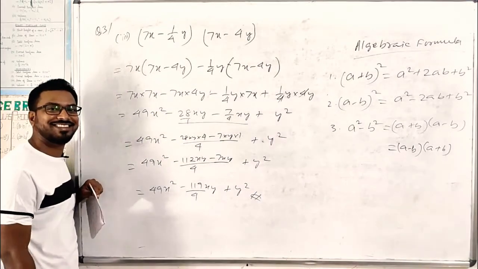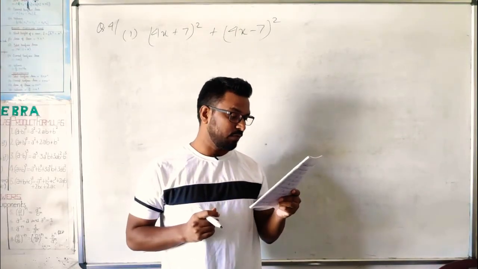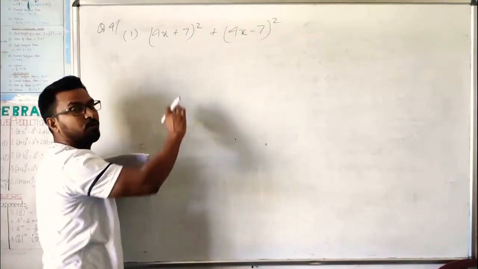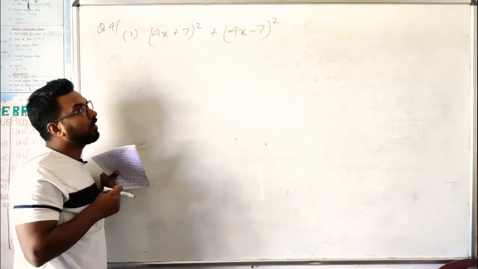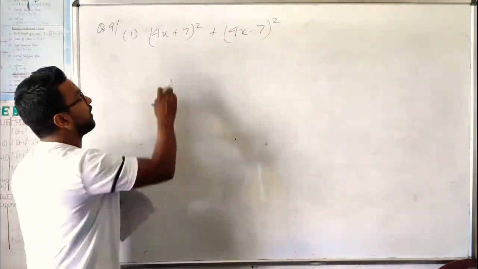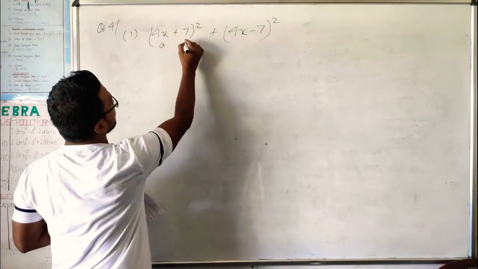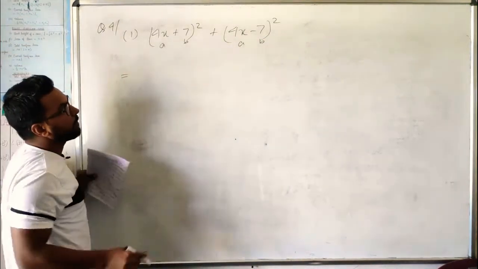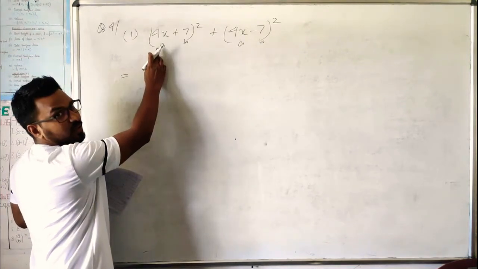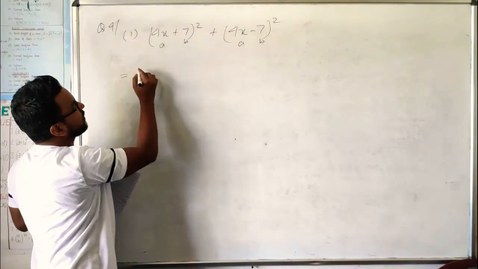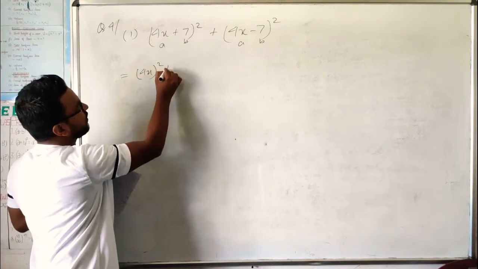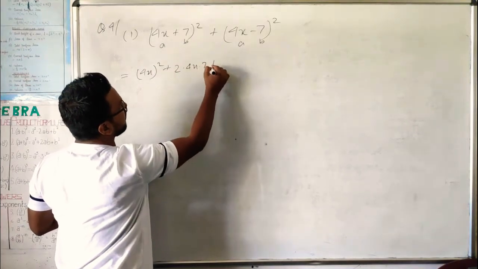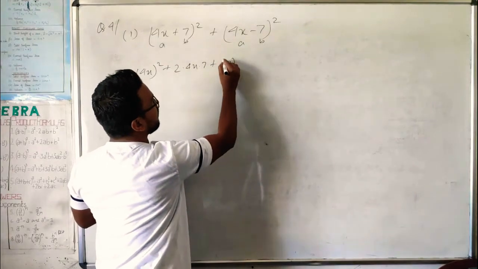This is our answer. So our next question is given 4x plus 7 whole square plus 4x minus 7 whole square. So this will follow the first formula, that is a plus b whole square formula, and that will follow a minus b whole square formula. So we'll convert this one. Here a is 4x and b is 7. Okay, so we'll do it directly. So it will follow the first formula, a plus b whole square. So we'll convert a square, that is 4x whole square plus twice ab, right? So 2 into a is 4x and b is 7 plus b square, b is 7, so 7 whole square.